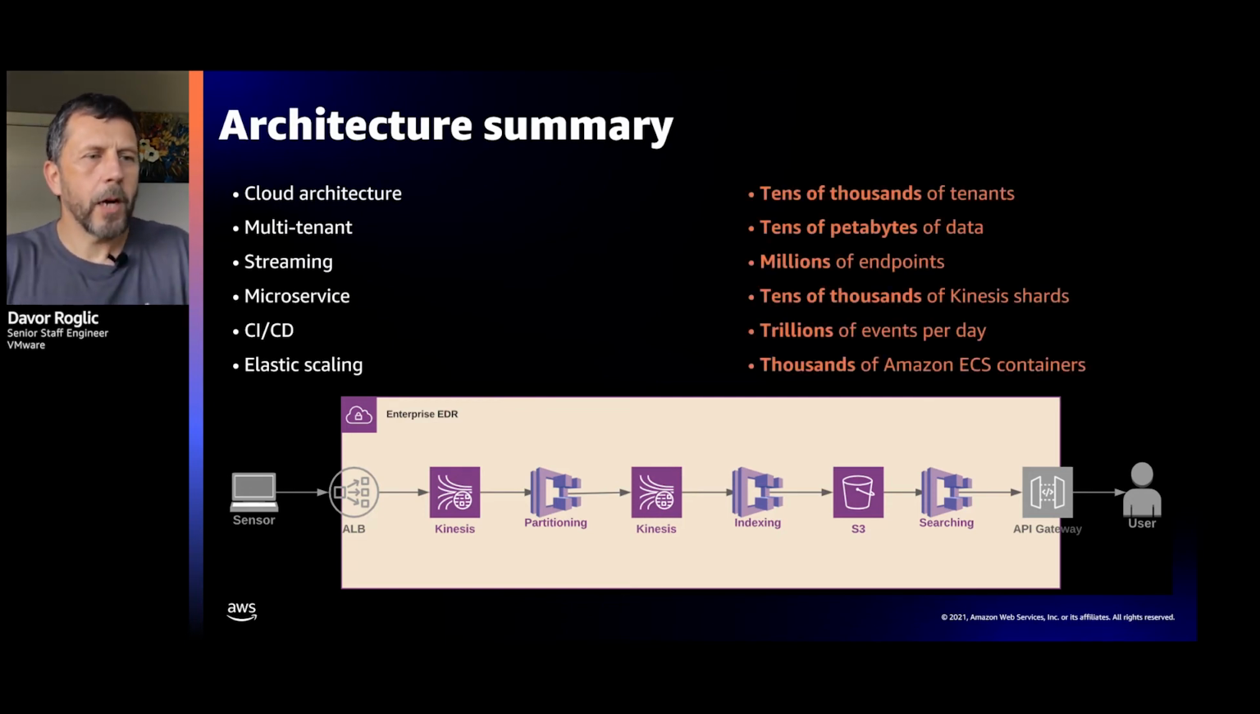So we have tens of thousands of tenants today, and we are storing tens of petabytes of data on S3 through the indexing process. We have millions of endpoints and tens of thousands of Kinesis shards. We ingest trillions of events per day, and our compute resources contain thousands of Amazon ECS containers. I will now hand Mike to Corey to go deeper into the partitioning logic.